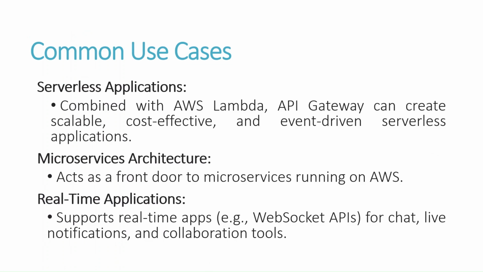Now let's see what the common use cases of AWS API Gateway are. Firstly, serverless applications. Combined with AWS Lambda, API Gateway can create scalable, cost-effective, and event-driven serverless applications. So the API Gateway works with AWS Lambda to create applications that automatically scale, save cost, and work based on a specific event or trigger. No need to manage the servers.